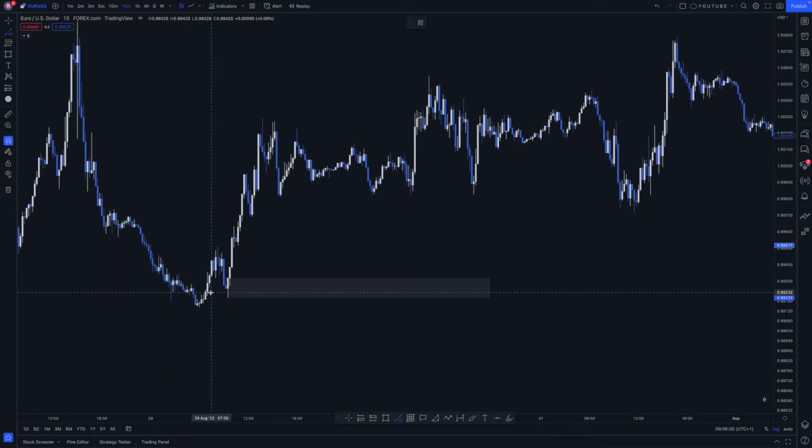It's come down and taken liquidity from below this low right here. So it's taken liquidity, it's broken structure to the upside by breaking this high right here, and it's also engulfed.